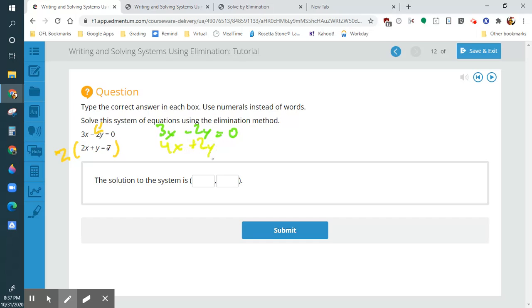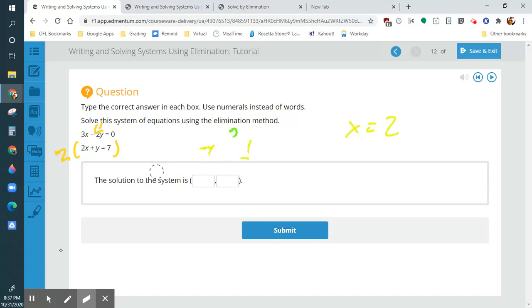Plus 2y equals 14. So when I add these two together, these two cancel each other out because it's a positive 2 as well as a negative 2. And we get 7x equals 14. So now I'm going to divide both sides by 7, and I get x equals 2. I'm going to erase all of this. Now I have x equals 2.